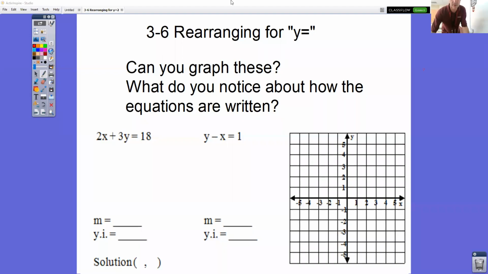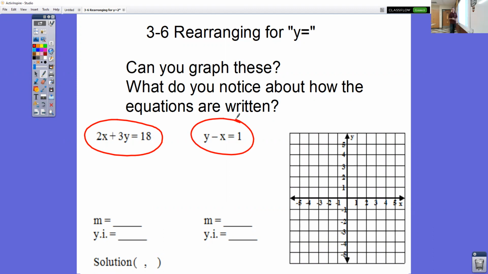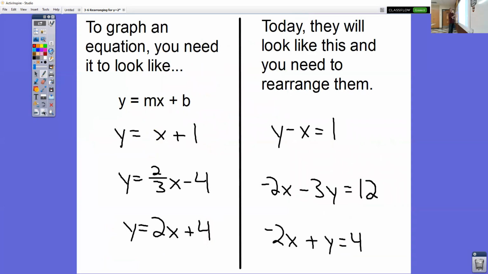This is the lesson for 3-6. What you're doing today is rearranging for y equals. The reason that we want to rearrange for y equals is because when you have an equation that looks like this or looks like this, it's not in that proper y equals mx plus b form. So what we need to do today in order to graph the lines later on is rearrange for y equals. We want all of our equations to start with y equals.